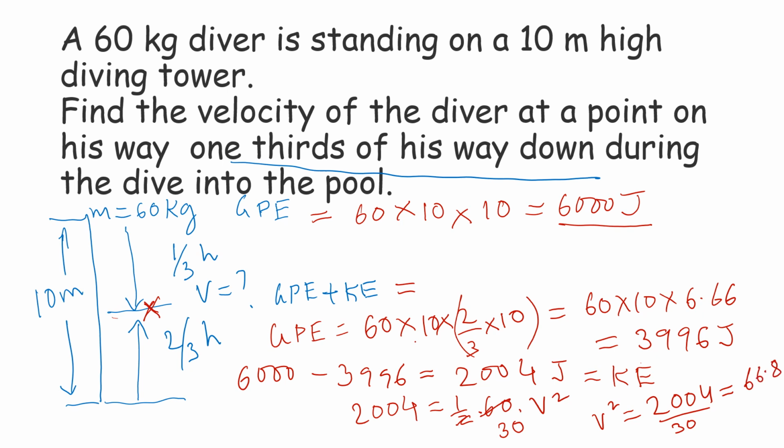And now if you take the square root of 66.8, you get 8.173. So velocity will be 8.173 meters per second. And that is your answer.